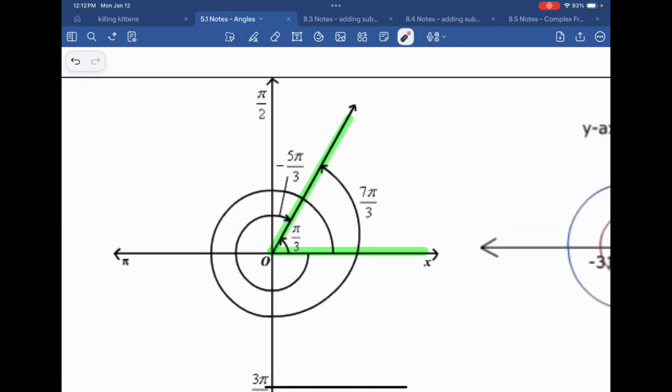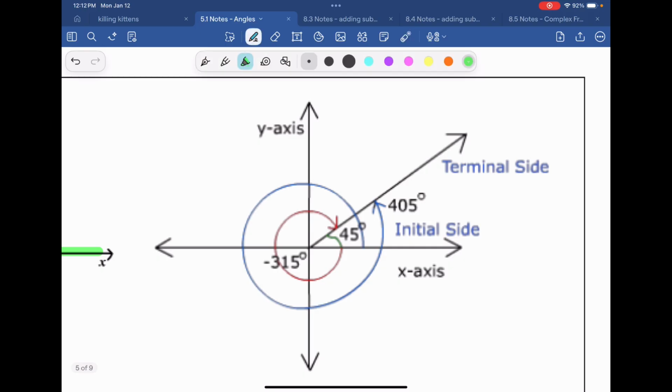We have our little bitty one, pi over 3. Okay, we have going clockwise, negative 5 pi over 3. Then we also have going more than one rotation around, 7 pi over 3. They all start and end at the same spot. They just have different values. All right, think of it like going another lap around.